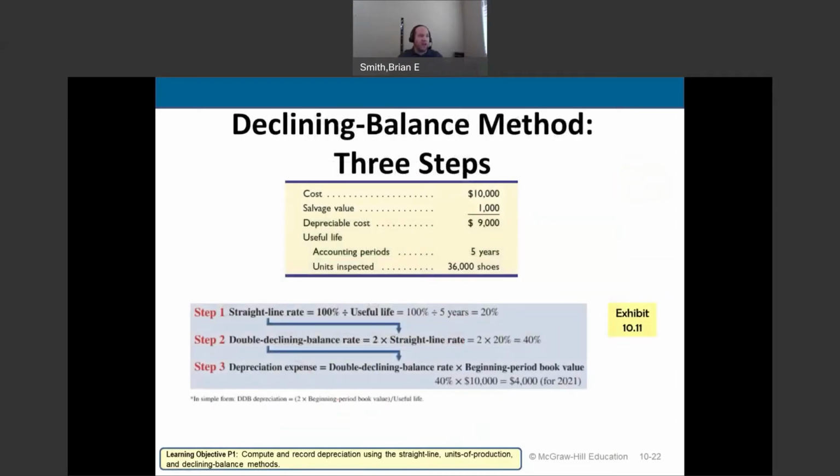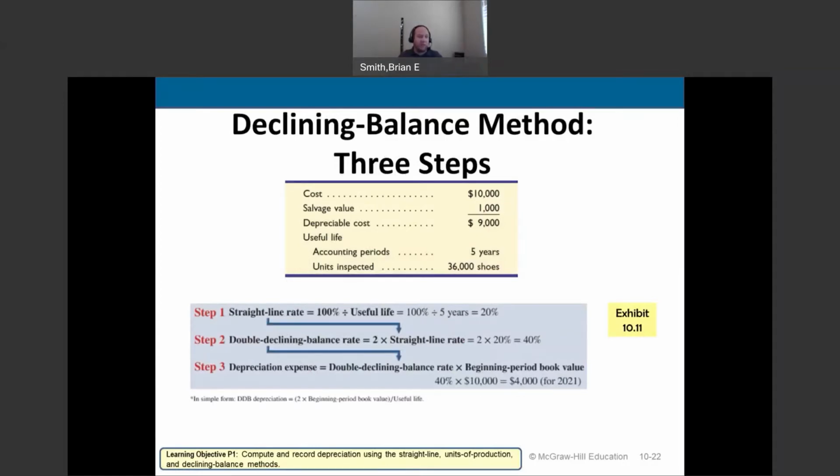And then there's the declining balance methods. This one's a 3-step. First, we calculate the straight line rate. We take 100% divided by the useful life, which in this case was 5 years. That gets us 20%. Then we calculate the double declining balance rate. We take 2 times the 20%, which is 40%.